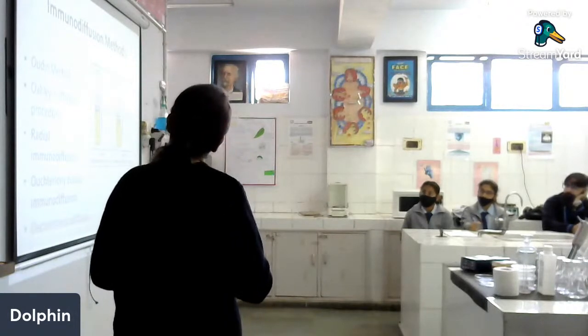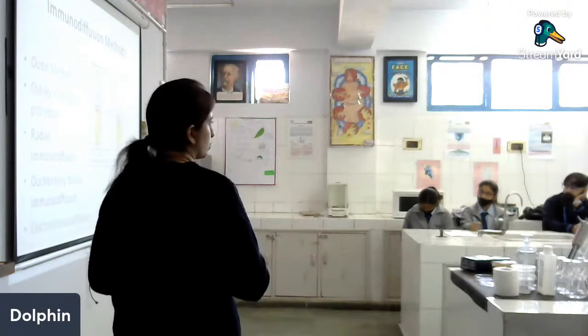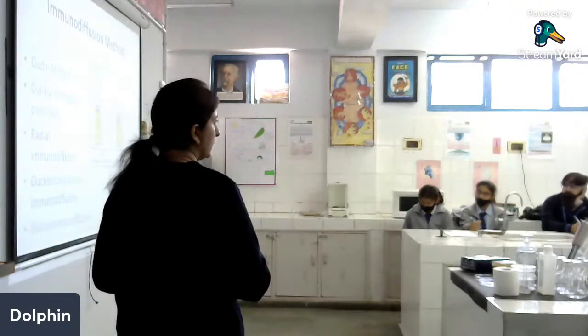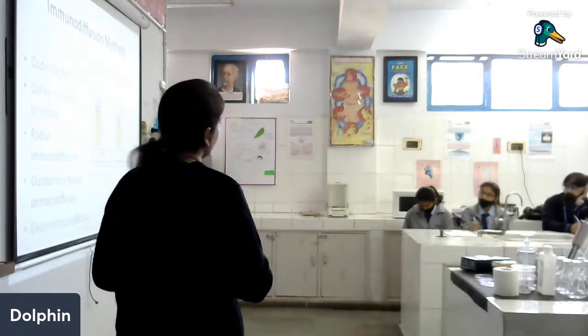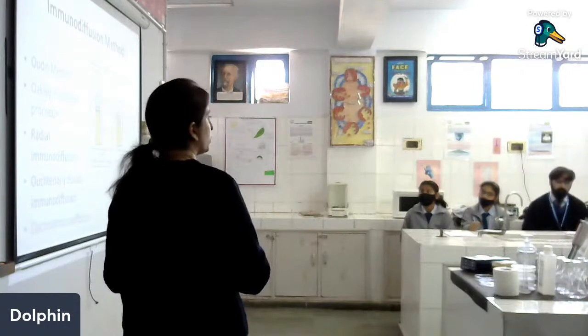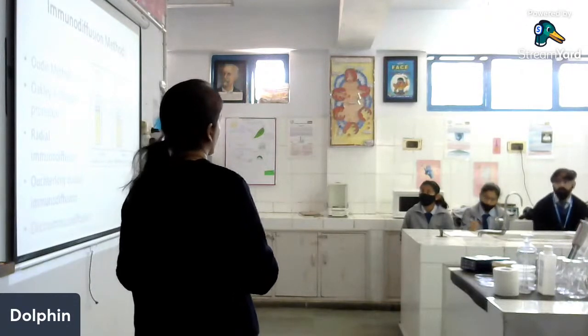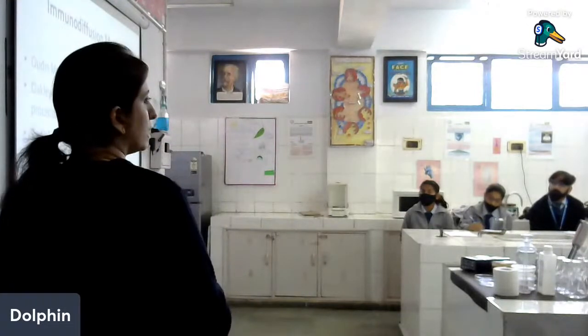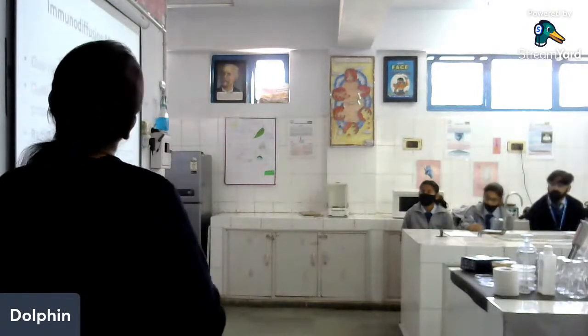And this antigen is allowed to diffuse into the gel, right? So it is just moving in one direction, that is vertically. And only one of the analytes is moving. So this is single immunodiffusion in one direction, right? So Oudin method is single immunodiffusion in one dimension.